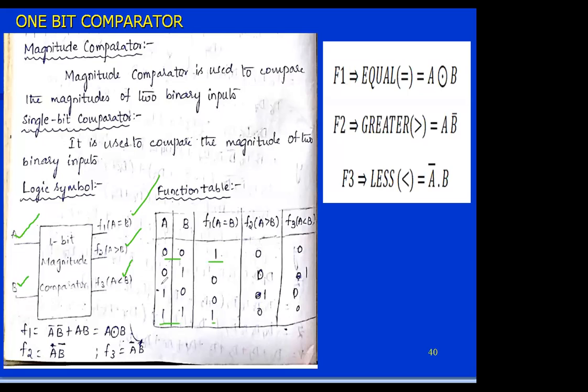Similarly, A is compared with B, and we do A minus B. When A is 0 and B equal to 1, that is indicating A is less than B, therefore F3 will be equal to 1. Similarly, when A equal to 1 and B equals to 0, A is greater than B. Therefore, we can write A greater than B, that is F2 equals to 1.